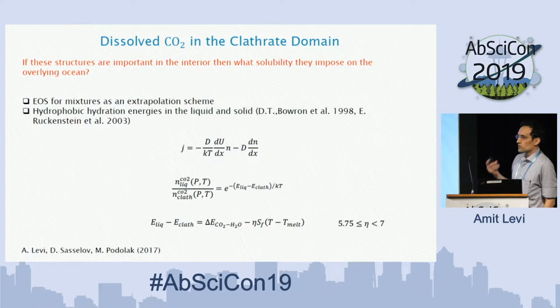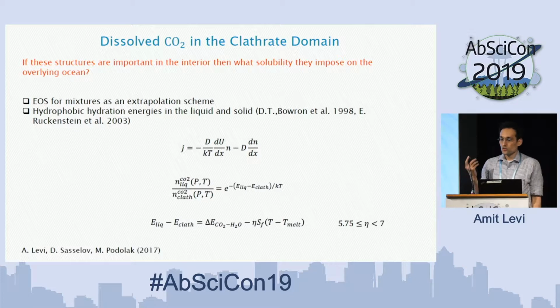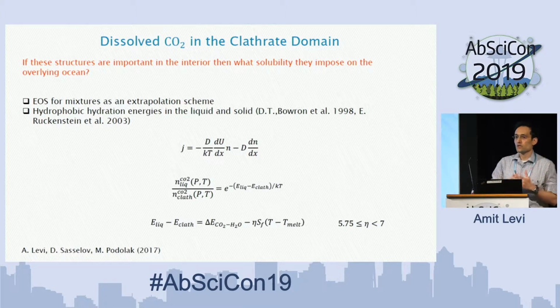If these crystal structures that I mentioned actually exist in the interior, a key question is what sort of solubility they impose on the overlying ocean. It's very important because it will tell us what sort of chemistry to expect in the ocean, and what sort of atmosphere would form around such planets. And these solubilities are not very well known.